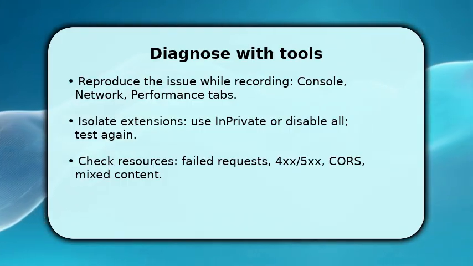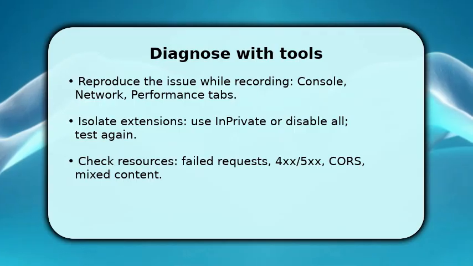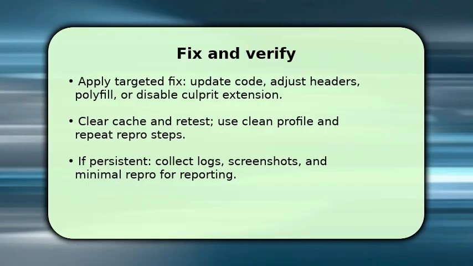Also measure rendering and script delays in performance to find bottlenecks. You finish by applying a targeted fix and verifying results. If it's code, patch the offending script, add a polyfill or correct response headers. If it's an extension, disable or update it.